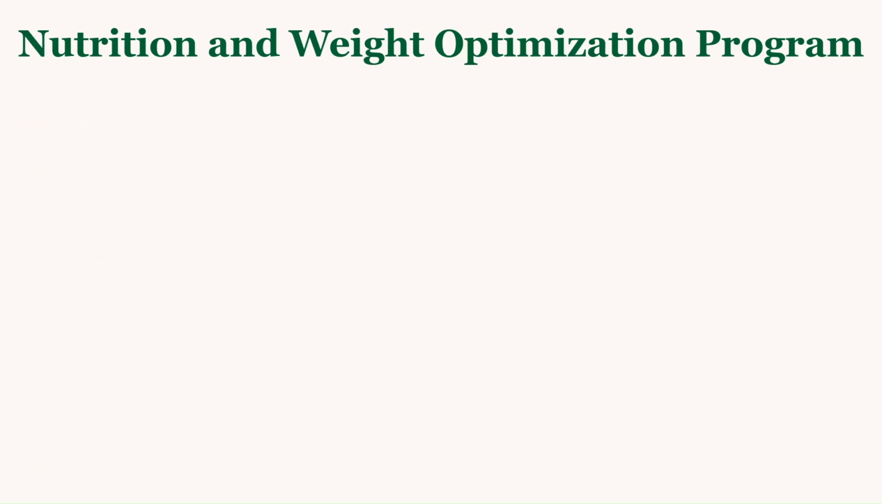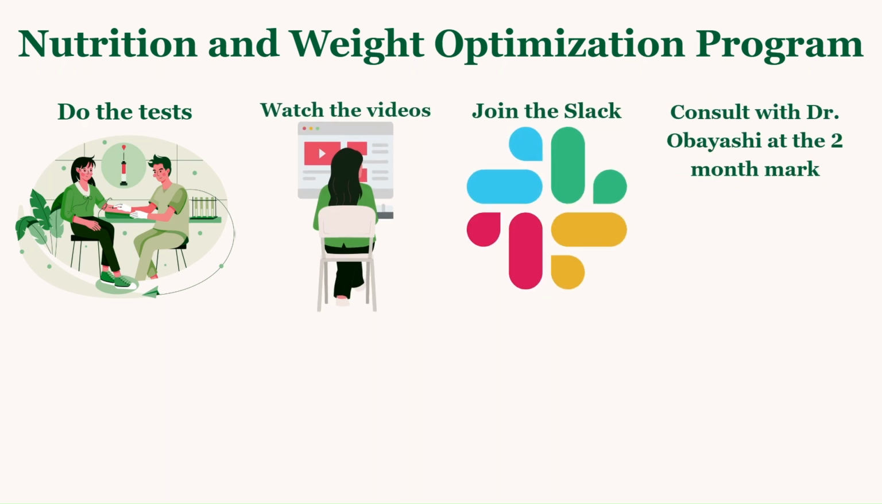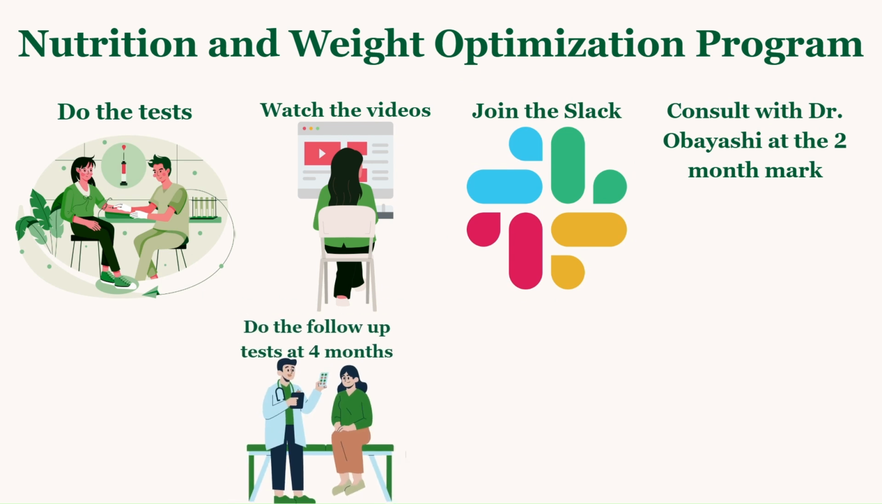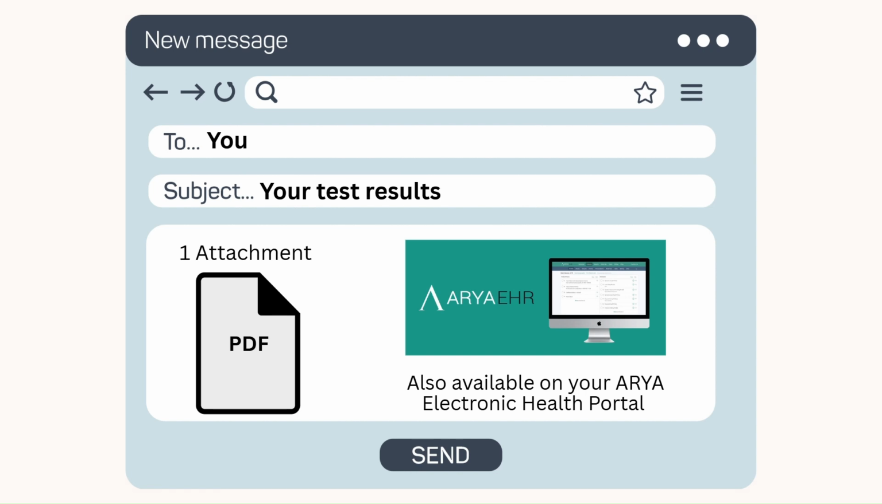And that's our nutrition and weight optimization program. Just do the test, watch the videos, and join Slack, and consult with me at around the 2-month mark. Then do the follow-up tests at around the 4-month mark and consult with me again at the 5-month mark. All of your results and reports will be emailed to you and available on your electronic health record portal where our online consults take place.